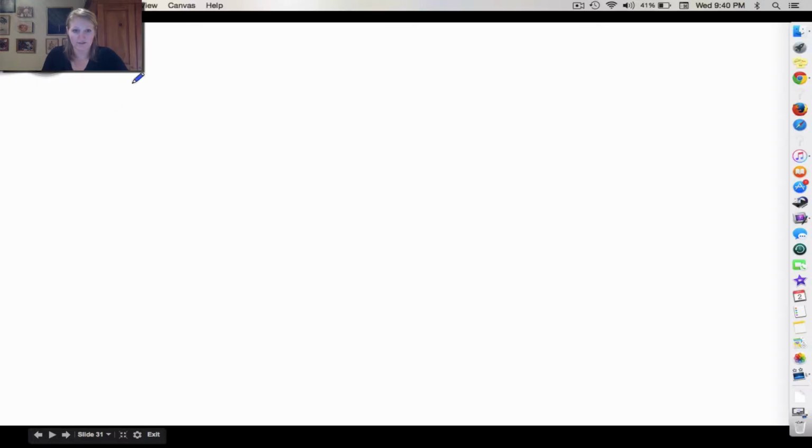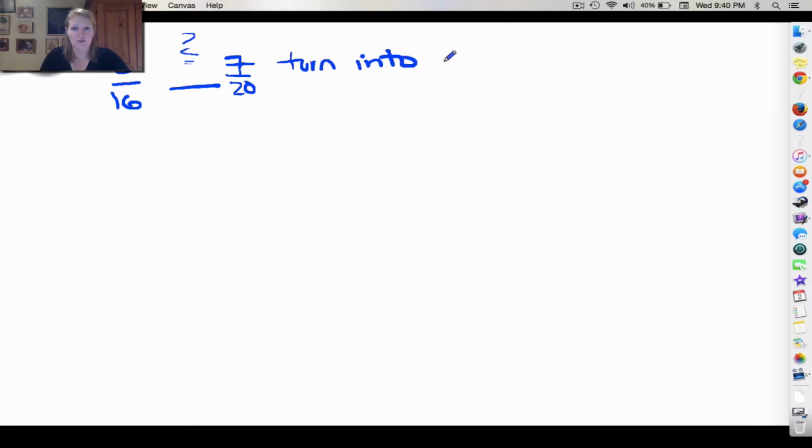So if you're comparing your fractions, you have the 5/16, and is this greater than, less than, or equal to 7/20? What we're going to do is turn these into equivalent fractions, which you are familiar with, by finding the least common denominator.